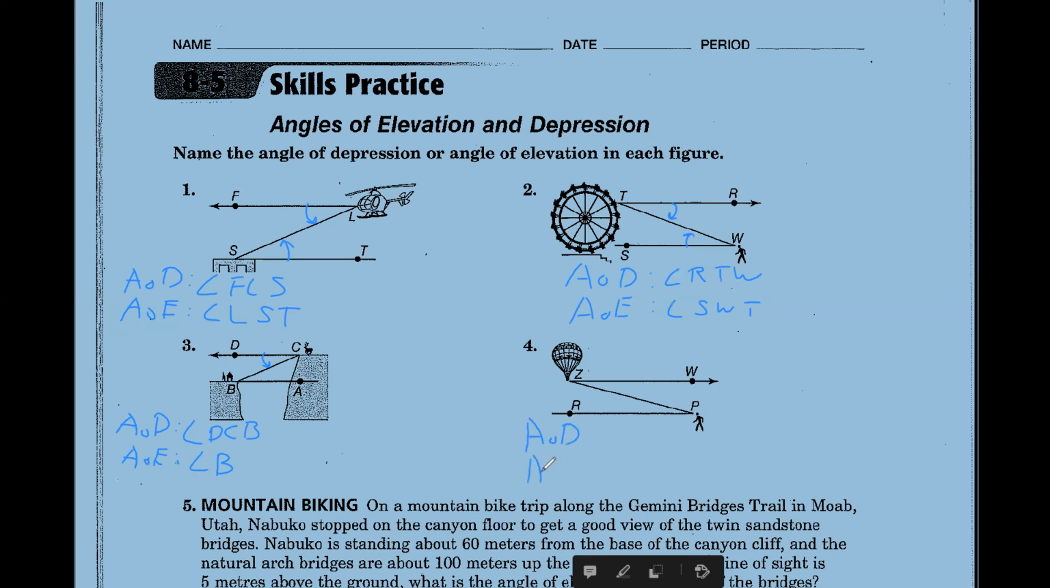All right, on the next one, number 4, angle of depression. Angle of depression is coming down from the balloon there. All right. Angle of elevation, RPZ. And again, I could just use the middle vertex there if I wanted to. Any questions on those? All right.